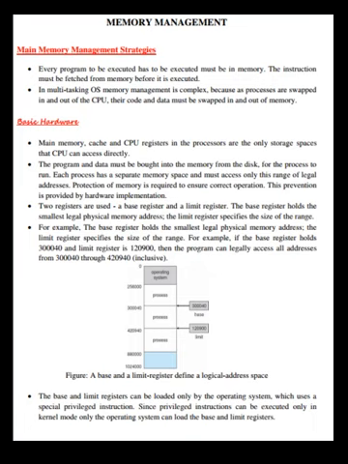Two registers are used, a base register and a limit register. The base register holds the smallest legal physical memory address. The limit register specifies the size of the range. For example, if the base register holds 300040 and the limit register is 120900, then the program can legally access all addresses from 300040 through 420940 inclusive.